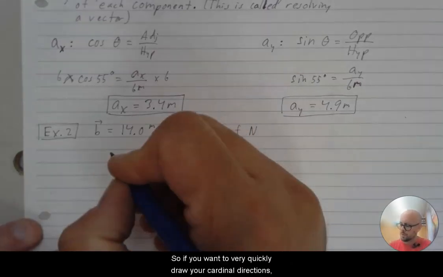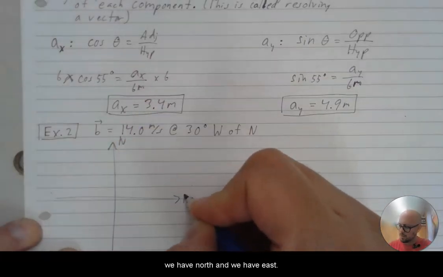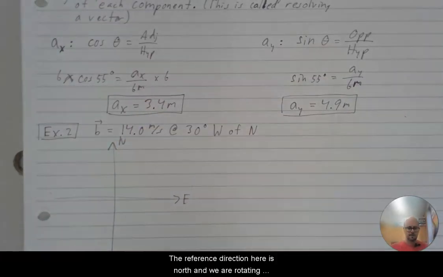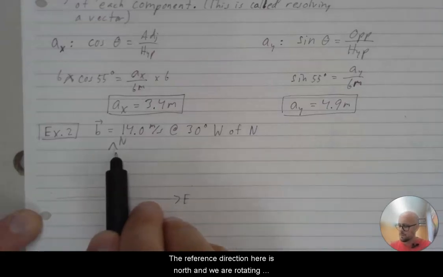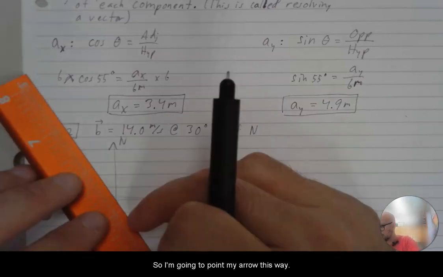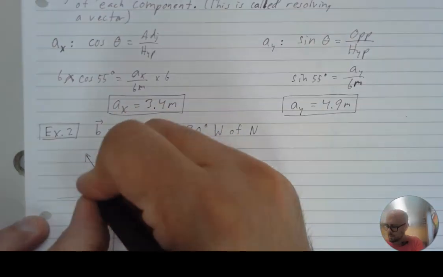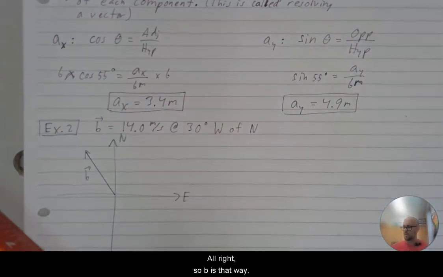So if you want to very quickly draw your cardinal directions, we have north and we have east. The reference direction here is north, and we are rotating 30 degrees to the west of that. So I'm going to point my arrow this way. All right, so B is that way.